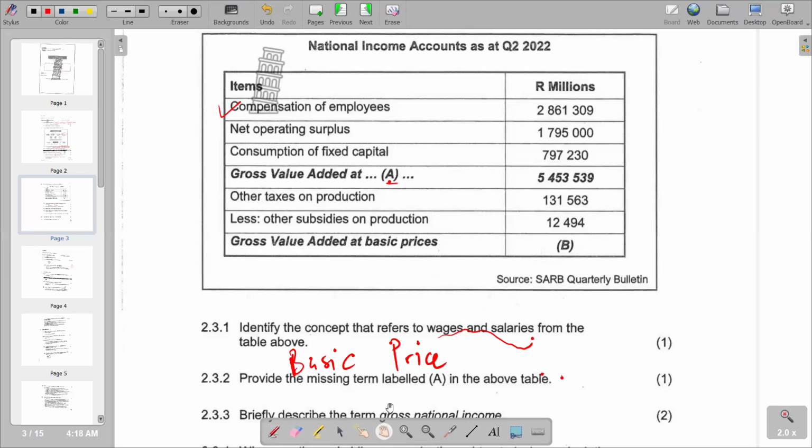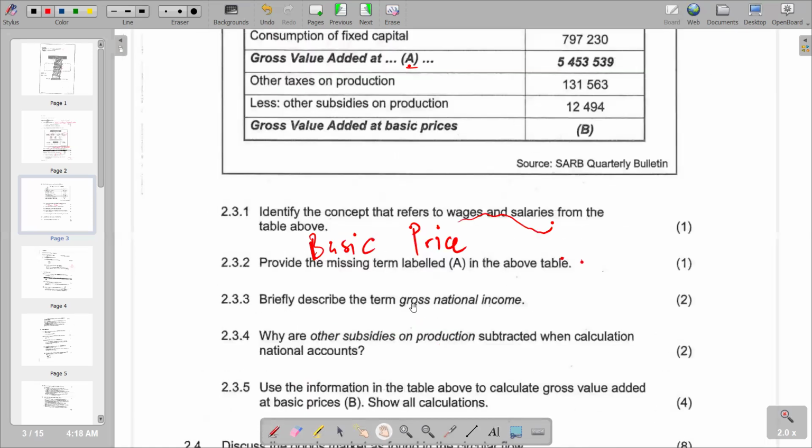So I'll move on to the next question. It is: briefly describe the term gross national income. The term gross national income is quite different from gross domestic income, which is gross domestic product. Basically, on gross national income, we are calculating the total income that has been earned by residents of the country, no matter their location.